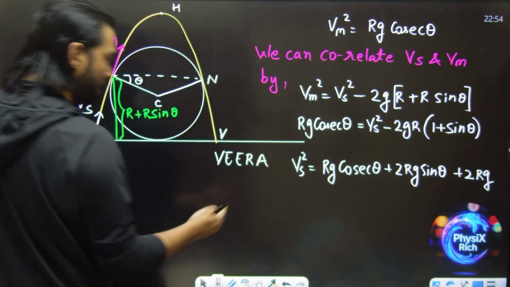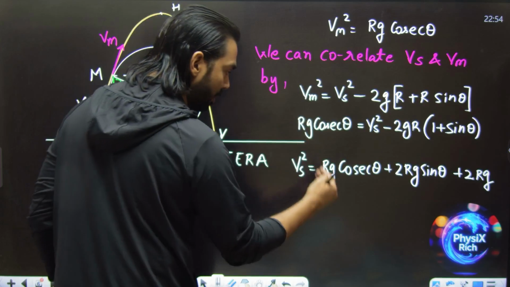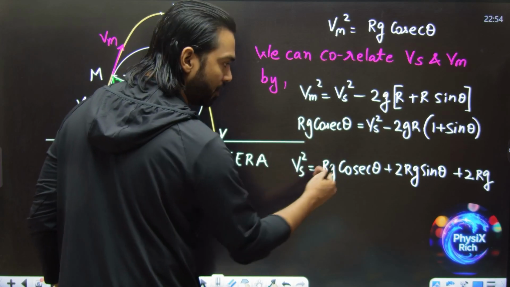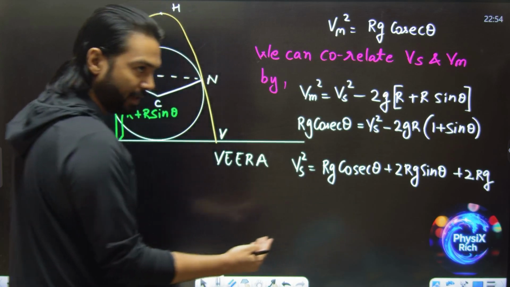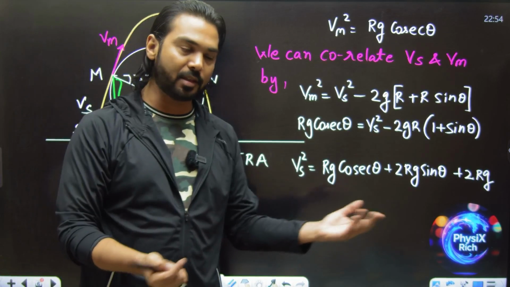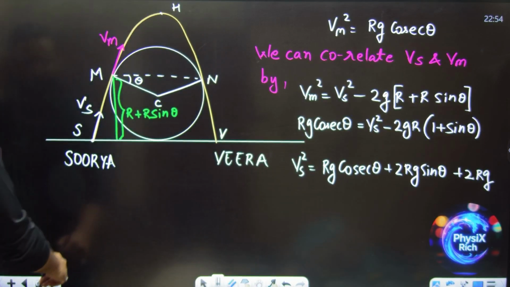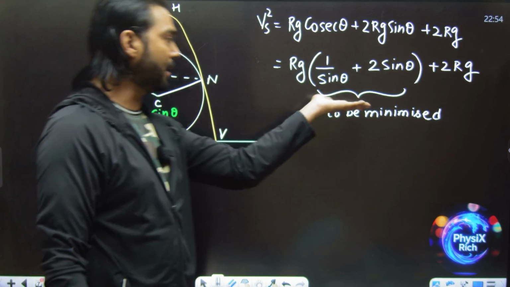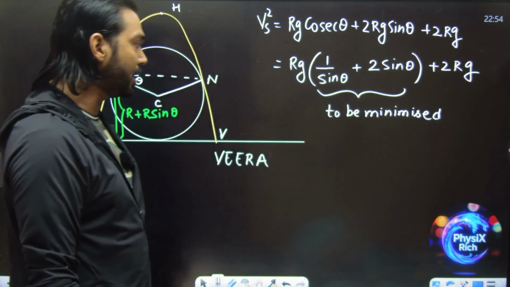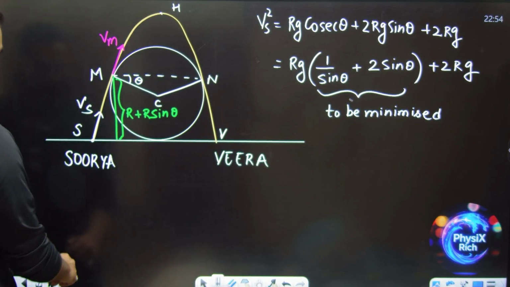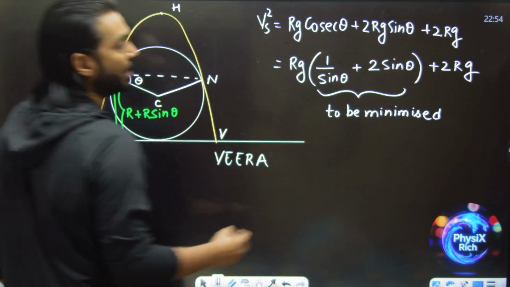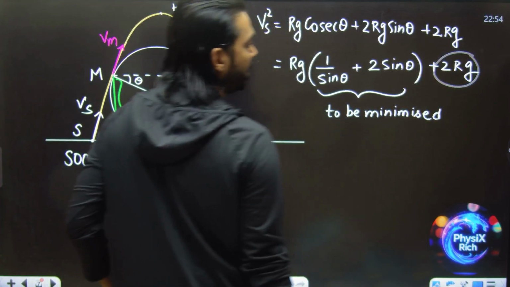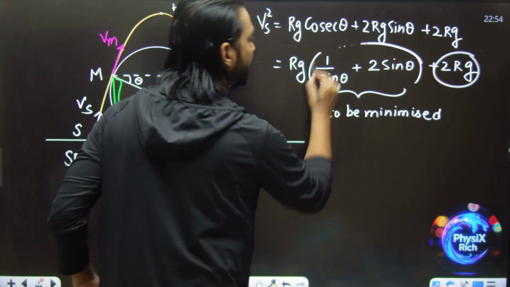Now here, we can easily do the minimization of Vs because we only have Vs in terms of one variable. R and g are not variables. R and g are constants. R is the radius, g is the acceleration due to gravity. So this part is to be minimized. Simply this part is to be minimized. Now, how do you minimize that? You can assume that this part is a constant. This does not need to be minimized. Only this part needs to be minimized.